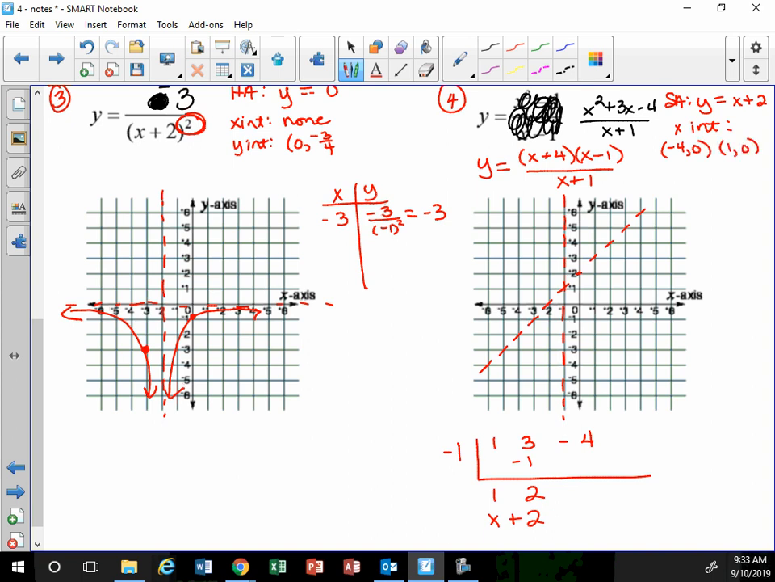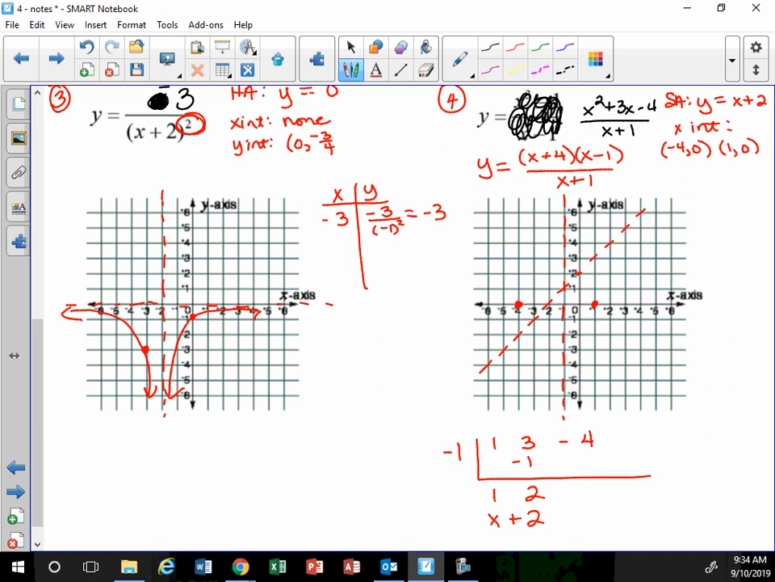Do you guys notice that I'm always writing these as ordered pairs? I'm doing that because I want you to write them as ordered pairs. That's how you should note them. So (-4, 0), I'll put a dot, and (1, 0), I'm going to put a dot.